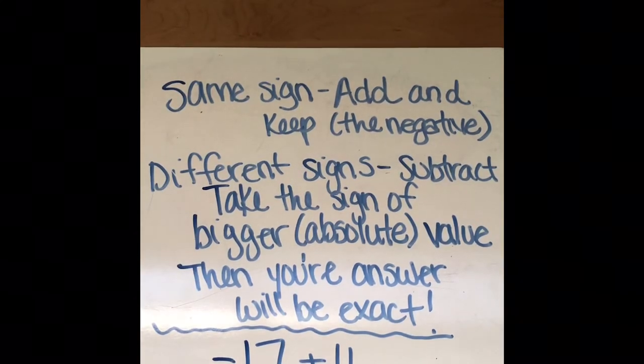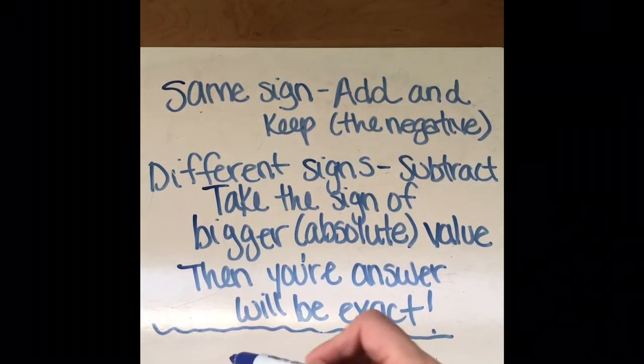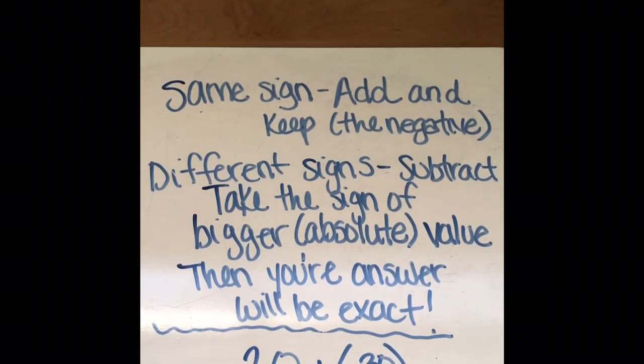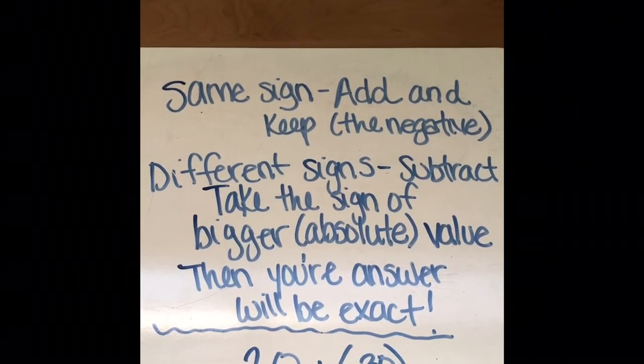So the hope is that they recognize there are different signs. So I'll ask them, okay, they're different signs. What's the rule? Okay, subtract, take the sign of the bigger value. Perfect. If they're given something like -20 plus -30, okay, is it same sign or different? Same? All right, add and keep.